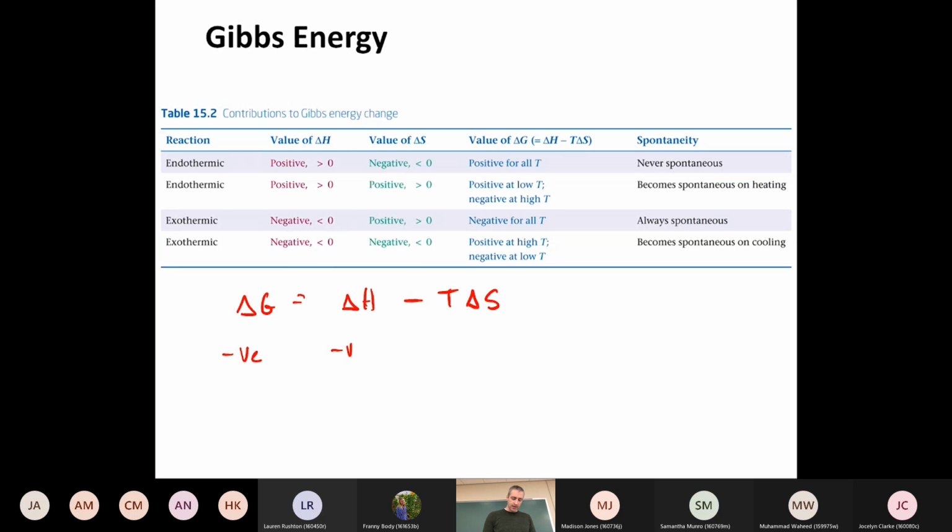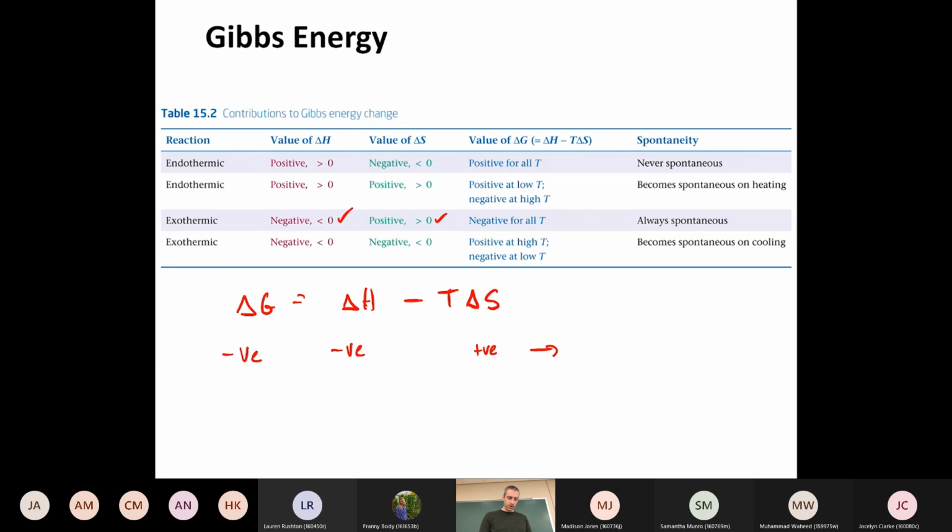So if delta H is negative and delta S is positive, at every temperature, the sum of those is going to be negative, and you're going to have a negative delta G. So we could say that when delta H is a negative value, which is this situation, and delta S is a positive value, you'll always have a delta G that's negative. We would say that's always a spontaneous reaction.